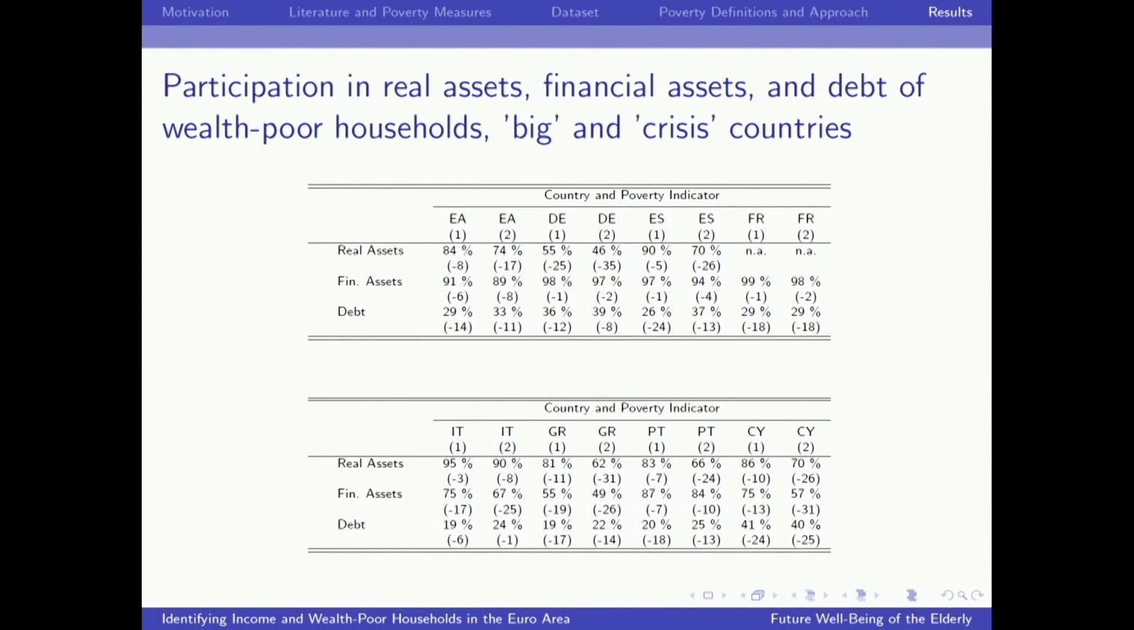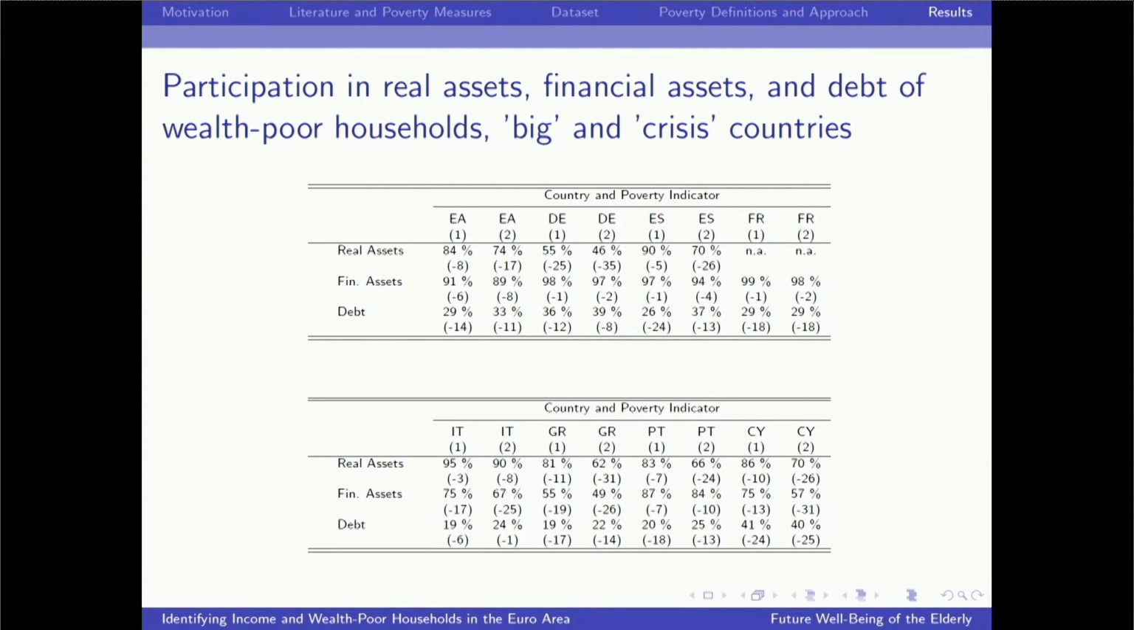What we see here is the participation rate in real assets, in financial assets, in debt, and for wealth-poor households, but not for the entire sample, only for big and for crisis countries. This reads as follows. For example, 84% means that 84% of households that are poor according to indicator 1 have real assets, and here that 74% of households that are poor according to indicator 2 have real assets. So we only did this for the big countries and for the crisis countries, and the number in the brackets shows the difference in percentage points between poor households and the overall population.